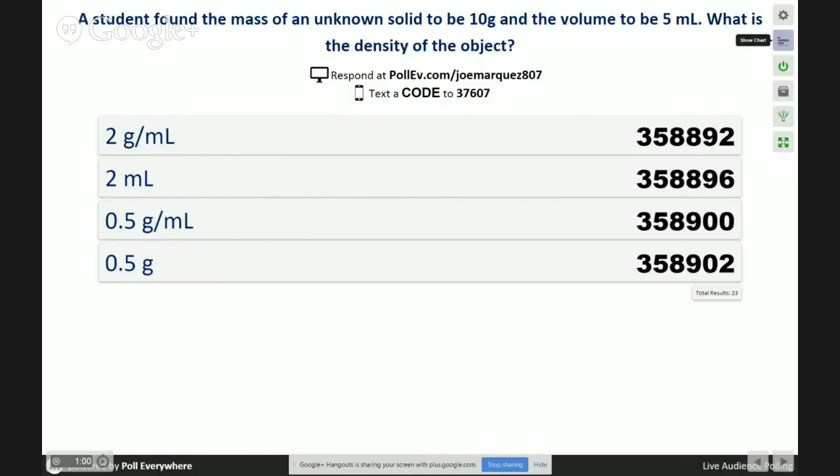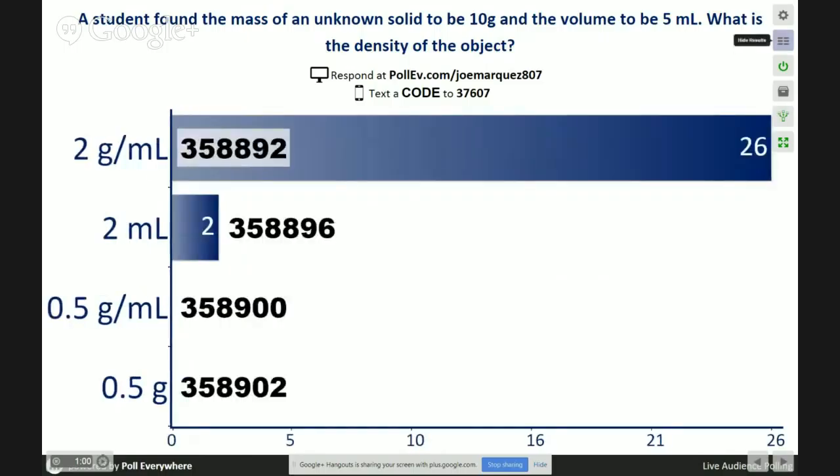Before we see, what 2 answers can we cross off immediately? And why can we cross those off immediately? Yeah, because those aren't densities. They don't have the per, right? So you could cross them off instantly. So now we're down to a 50-50 shot. Or you can use your math. So what is it? 2 grams per milliliter.